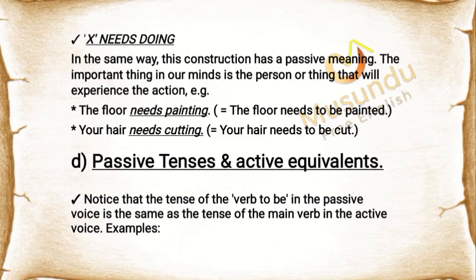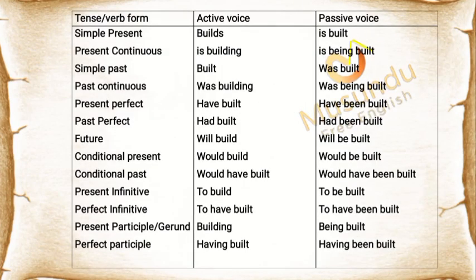Notice that the tense of the verb to be in the passive voice is the same as the tense of the main verb in the active voice. Examples: tense/verb form, active voice versus passive voice. Simple present: builds, is built. Present continuous: is building, is being built. Simple past: built, was built. Past continuous: was building, was being built.